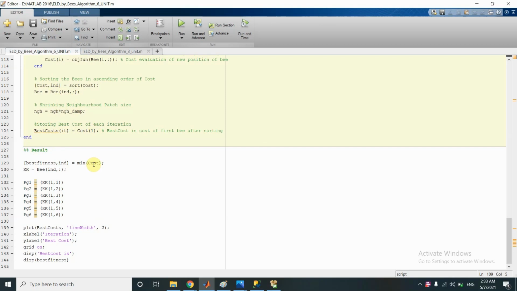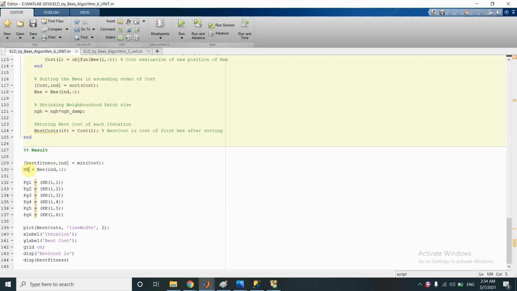Next, in the result part, once we have completed all the iterations, we take the cost array of the final iteration and find the minimum value in that cost array. The minimum value of that cost is stored in the best fitness variable, and the index corresponding to that cost is stored in int, and using that int we identify the b that corresponds to the best cost value found. Now the position of this b corresponding to the index int will be our optimal solution of our optimization problem.